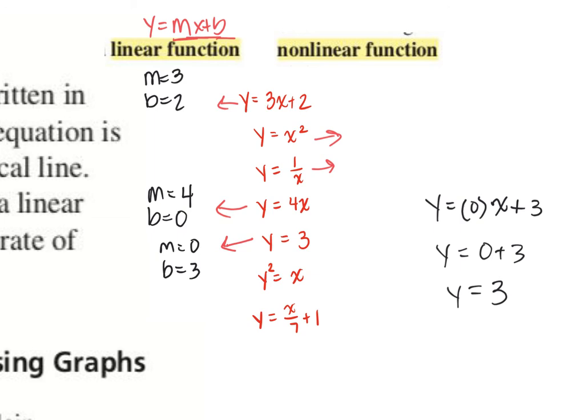y squared equals x. Do we think that's linear or nonlinear? Jonathan? Linear. You think so? Well, now that you're giving me that, I think it's not linear. If there's anything with an exponent, okay, it's going to be nonlinear. Because we can't pick an M or a B that would get rid of that square, okay?